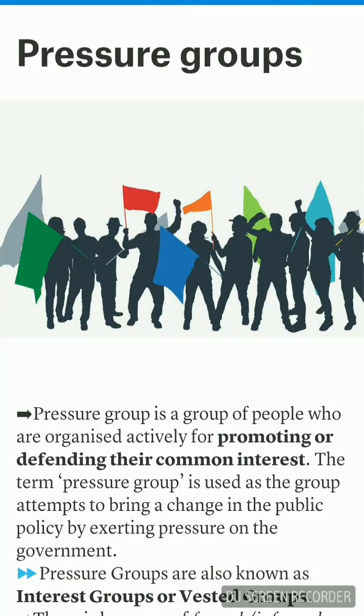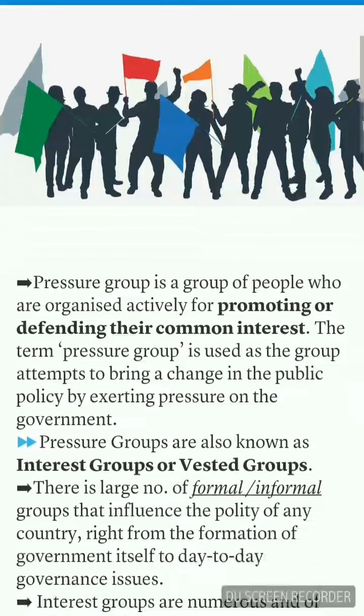Pressure group, it originated in USA. अब हम pressure groups को ऐसा क्यों कहते हैं? Because they exert pressure on the government so that they can bring a change in the public policy according to the common interest. These pressure groups may have a small number of people, or may contain a large number of people. So a pressure group is used for promoting and defending the common interest.